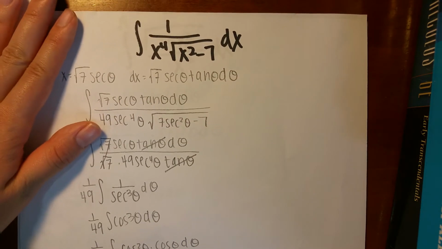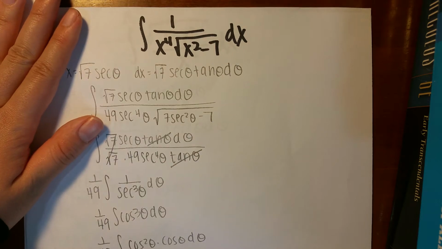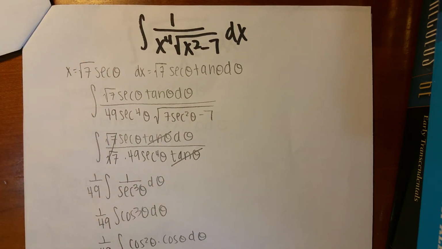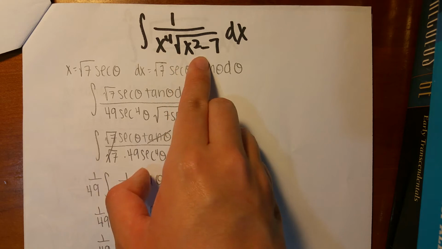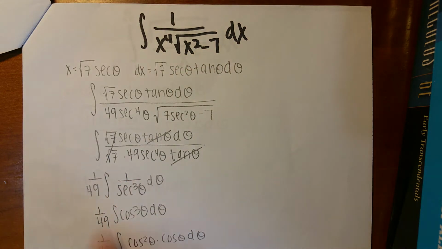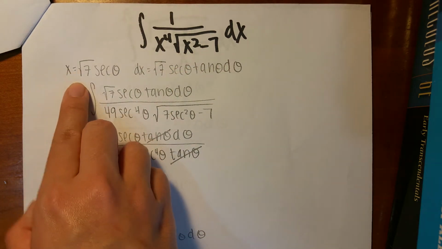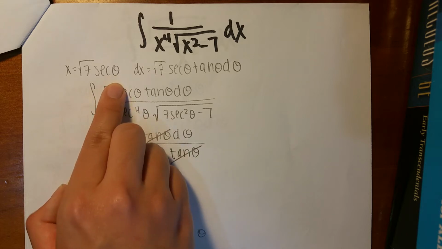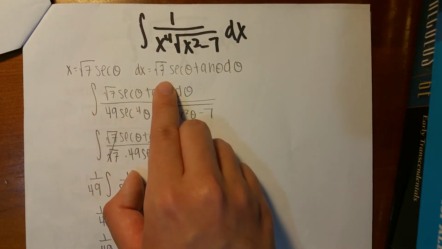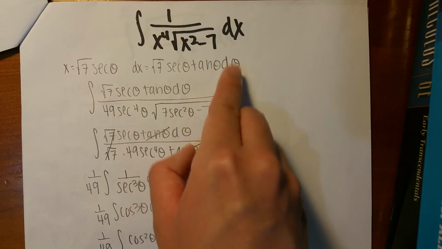Now let's do a third example problem. We have the integral of 1 over x to the 4th power times the square root of x squared minus 7. We can use a secant substitution because it is in the form of x squared minus a squared. So that means our substitution will be x equals root 7 times secant theta, meaning that dx will equal root 7 times secant theta tangent theta d theta.